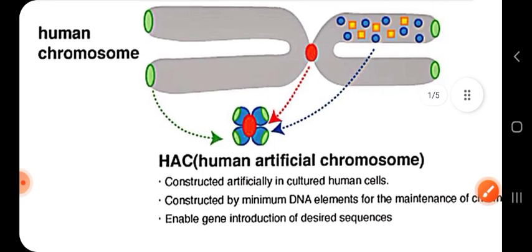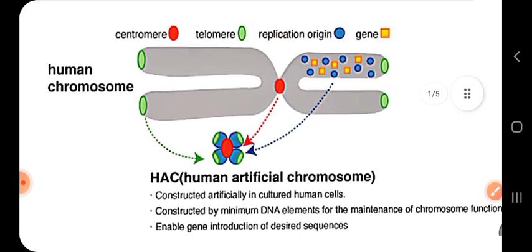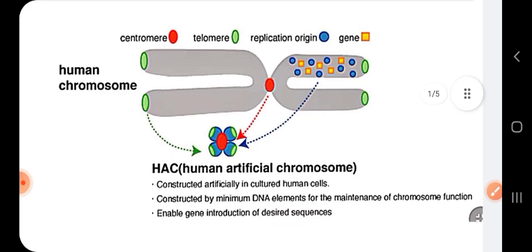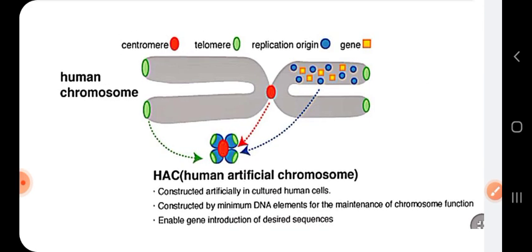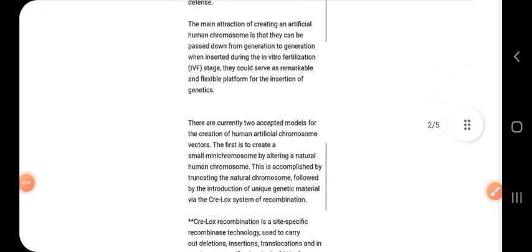So this is a good explanation of how a human artificial chromosome is actually made. I hope you have understood about this human artificial chromosome. Let us move on to the next page.